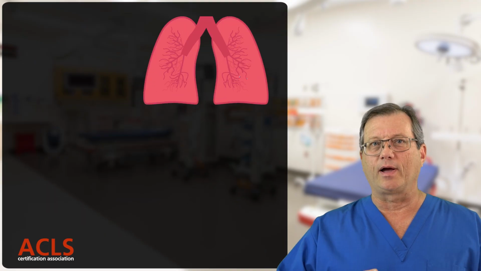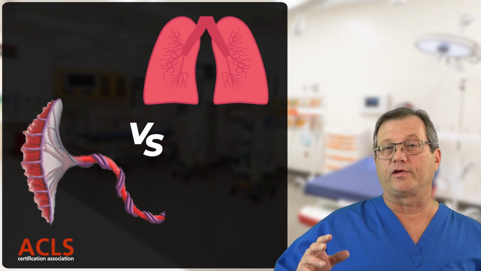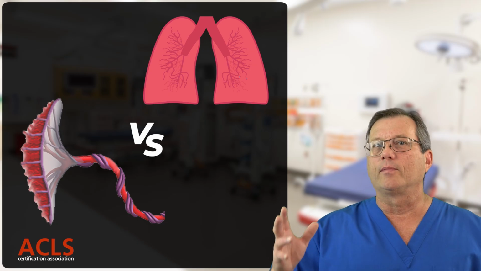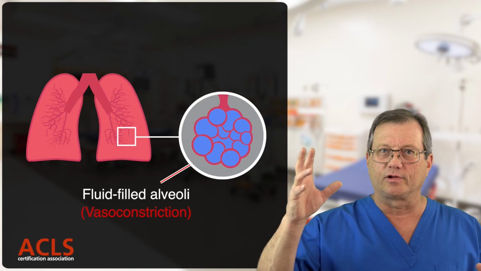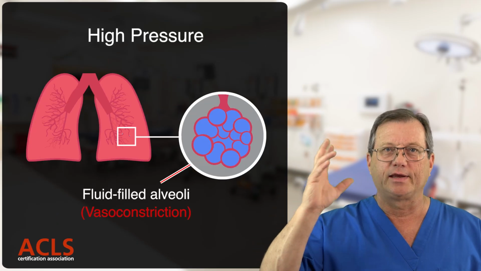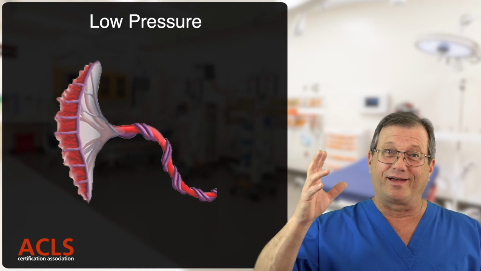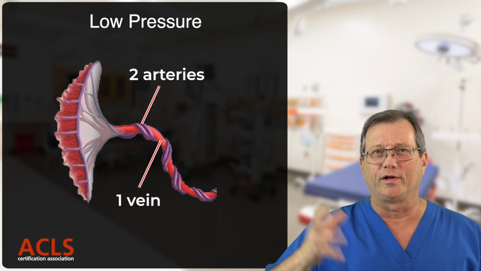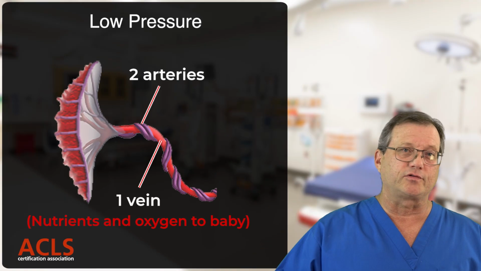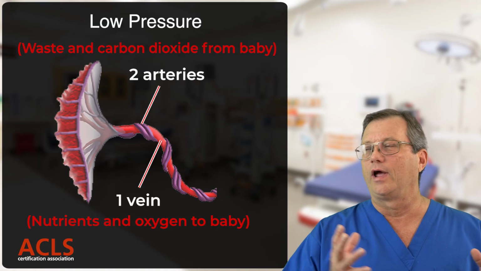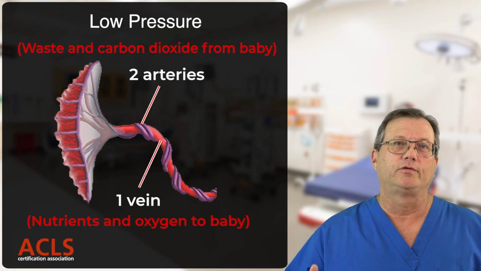Now, when you think about lungs versus placenta and oxygenation. Remember that the lungs, very high vascular resistance, very high pressure, can't get blood through it. Placenta, very low pressure, blood wants to go through it, and that's where the blood oxygenates, gets rid of the CO2, and delivers fresh nutrients back to the fetus.